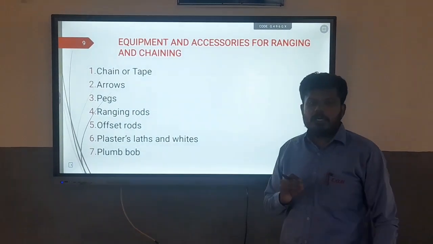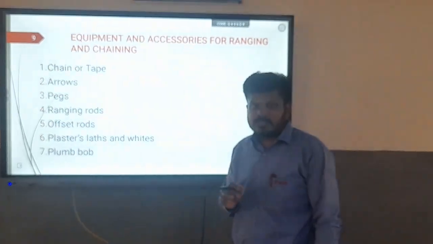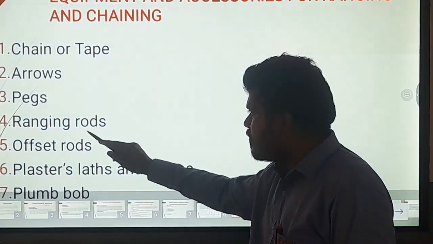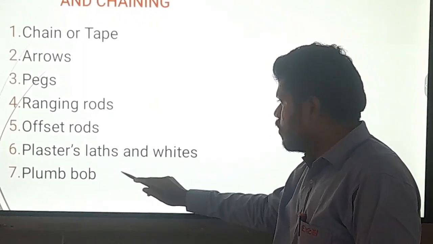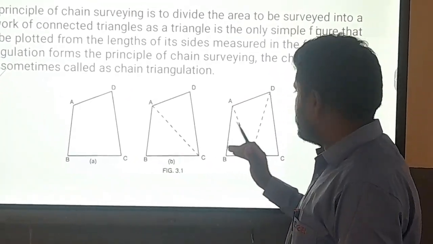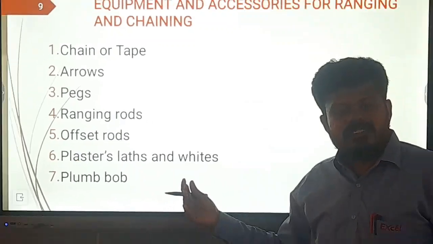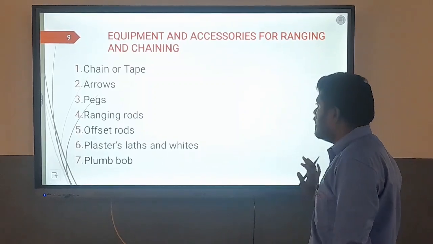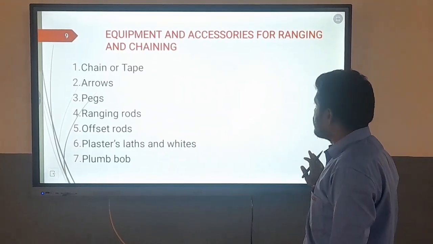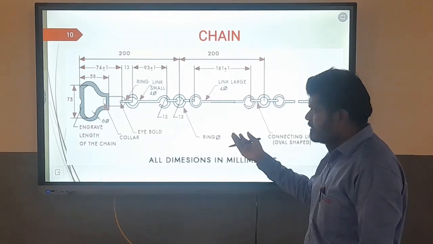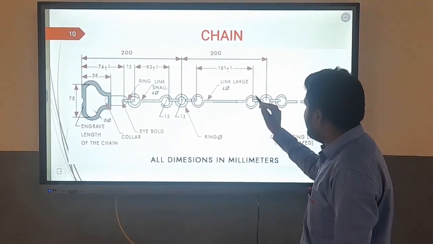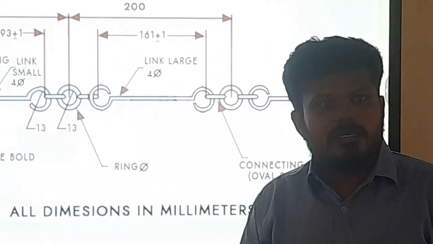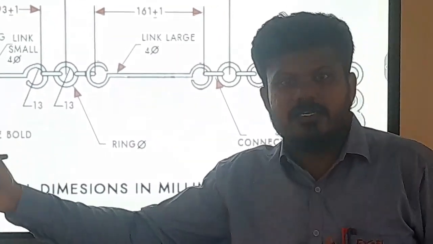And what equipment do we use for surveying, especially chain surveying? Chain or tape, arrows, pegs, ranging rod, offset rod, plastic length or weights, and plumb bob. These are the things we use for measurement in chain surveying. We can see the individual descriptions here. This is a diagram of a chain, which has links and rings. For each 5 meters and each 10 meters there is a link for counting how much length has been covered.